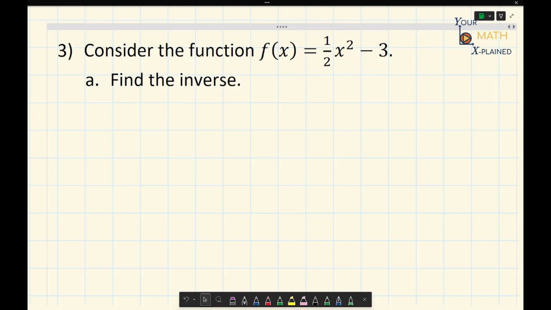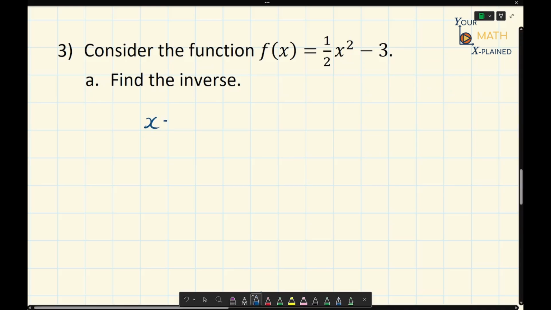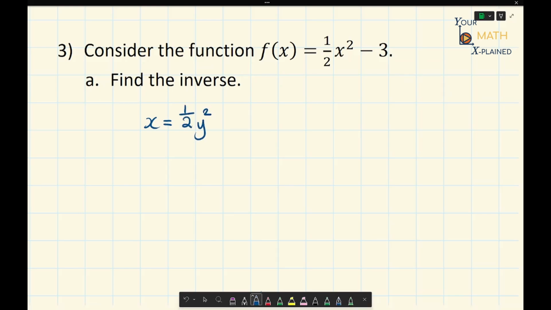So now let's explore that a little bit more. Suppose that we have this function here, f of x. So step 1, we're going to find the inverse. So to start, we're going to replace our y with our x and our x with our y, which means we start with x is equal to 1/2 of y squared minus 3.